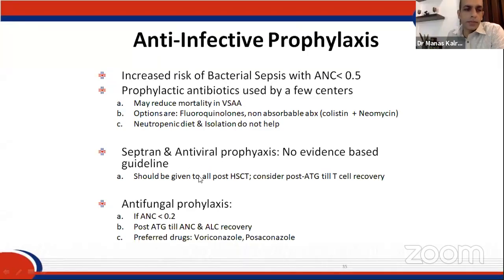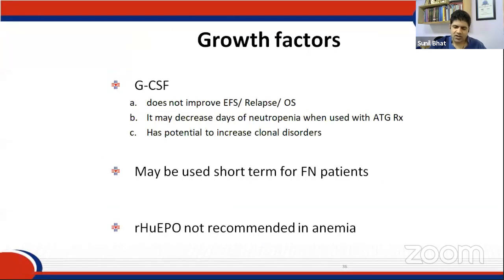Septran and antiviral prophylaxis is given to the post-transplant patient, but not otherwise in patients with aplastic anemia. However, antifungal prophylaxis should be given because the neutrophil count is low, especially in patients who have a neutrophil count of less than 0.2. Antifungals, especially voriconazole or posaconazole, which are called anti-mold agents, should be used as prophylaxis.